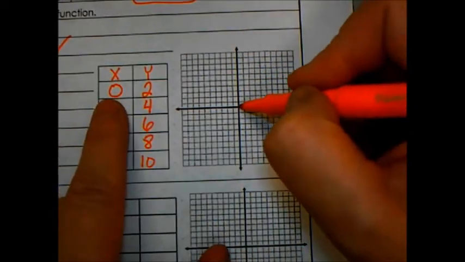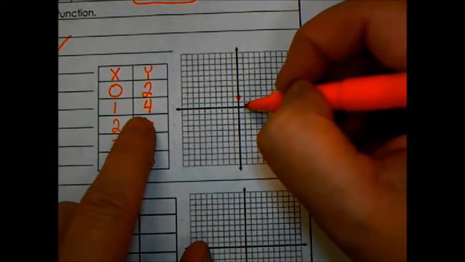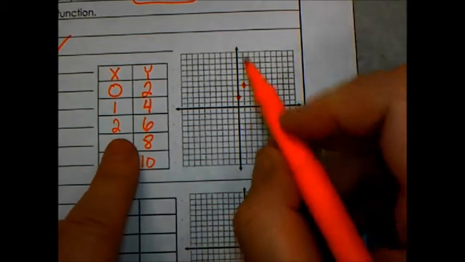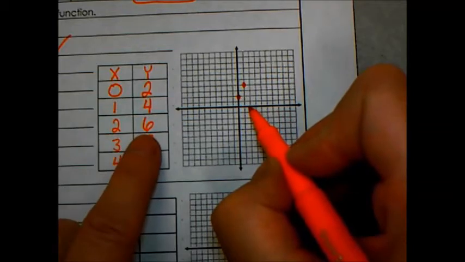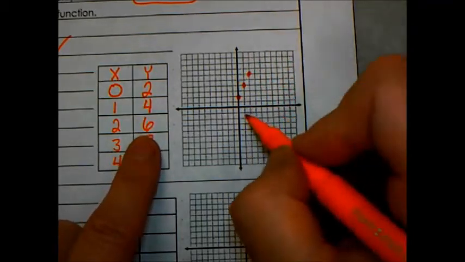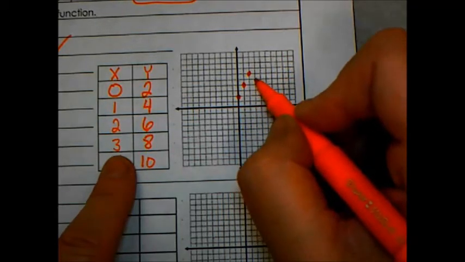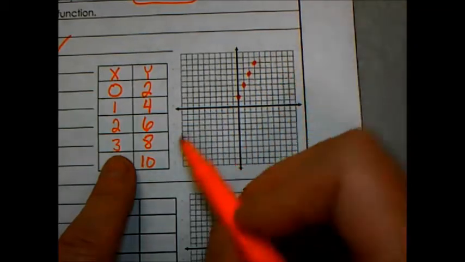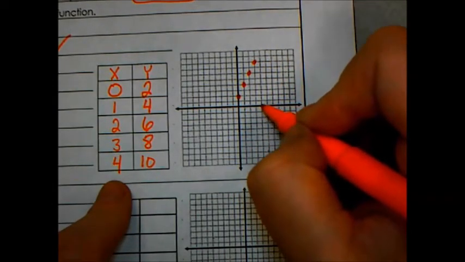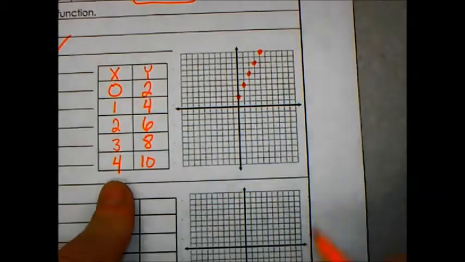First one, 0 and up 2. Next one is right 1 and up 4. Okay. Third coordinate is going to be right 2 and up 6. You should start seeing it form a line. Next coordinate is 3, 8. Okay. And next coordinate is 4, 10. 4, 1, 2, 3, 4, 5, 6, 7, 8, 9, 10. Oh, it's right there on the top of my graph.